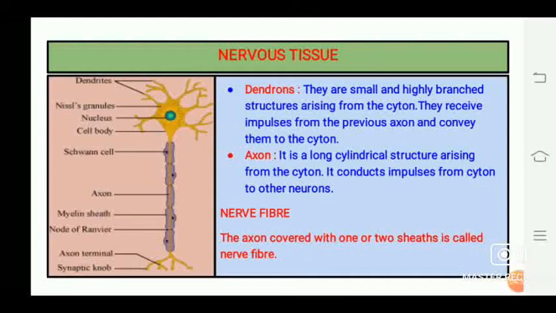Another structure is the nerve fiber. The axon is covered with one or two sheaths. These sheaths are called nerve fibers. What do we call these sheaths, students? Nerve fibers.